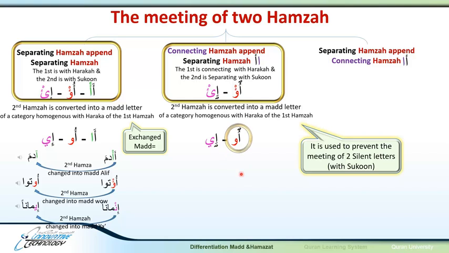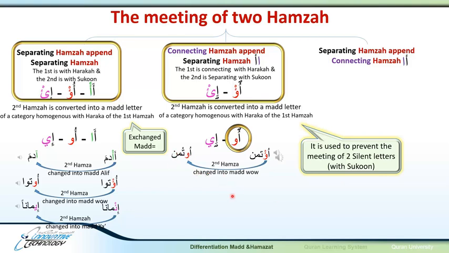And the example for the first one is u'tumina. فليؤدي الذي اؤتمن أمانته And this u'tumina can be pronounced as uutumina.